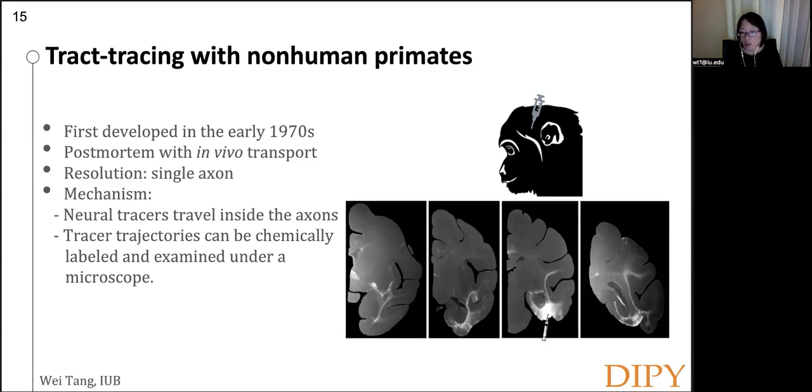By going through the stained brain slices one after another under the microscope, one can reconstruct the full details of the fiber pathway being studied. Thus, track tracing is a highly precise and highly sensitive method to study brain connectivity at a single axon resolution.